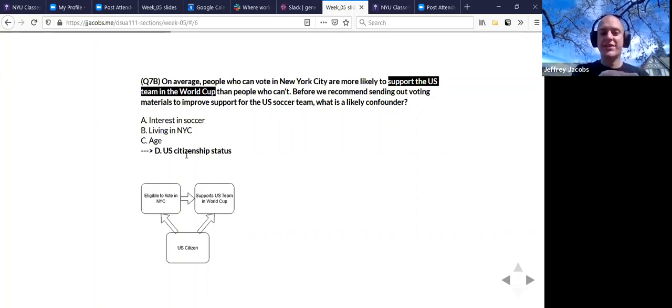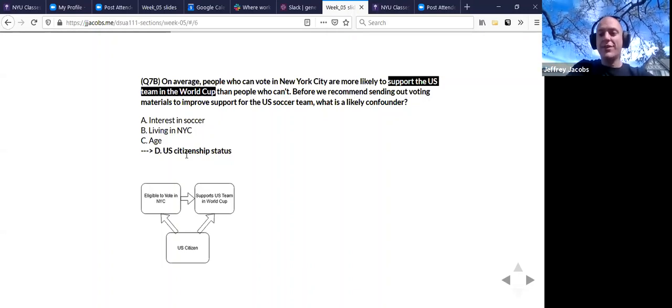If you are not a US citizen, you definitely will not be eligible to vote in New York City. Whereas if you are a US citizen, you will be eligible. I mean, you'll have to go to New York and establish residency, but you're definitely not eligible to vote if you're not a citizen. So it's a very to-the-point story. And there's also a very parsimonious story for how it affects the dependent variable. People who are citizens of a nation, because of nationalism, will tend to support the team of that nation in the World Cup.